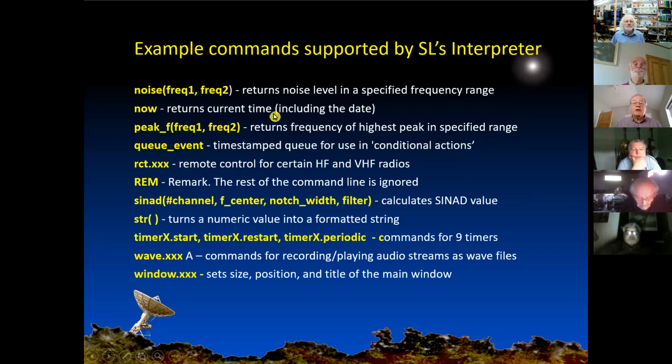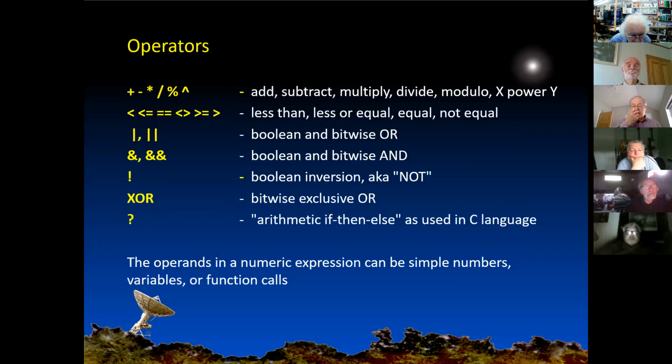Now that's a very useful one for when you're doing timestamps. Queuing of events, remark. So that's so that you can remind yourself what the hell you put that in for, and so on. Range of arithmetic and logical operators. I will show you examples of how these are used. I just wanted to try and give some idea for the range.